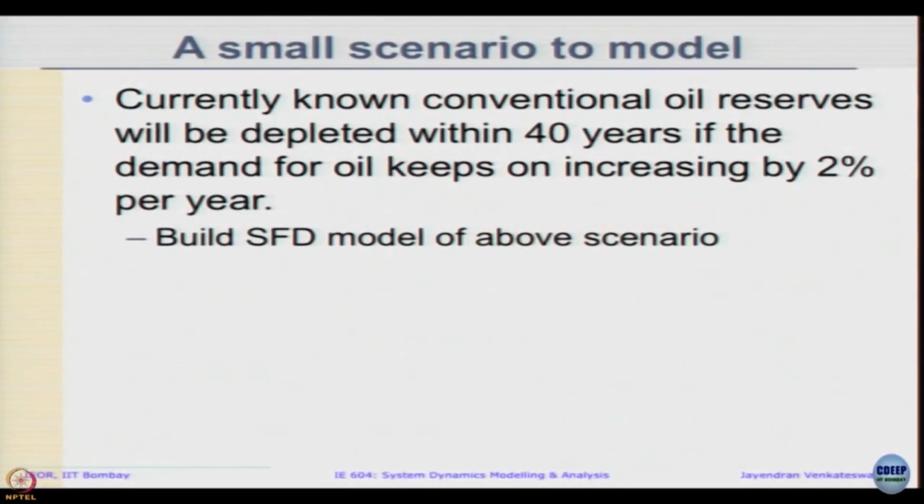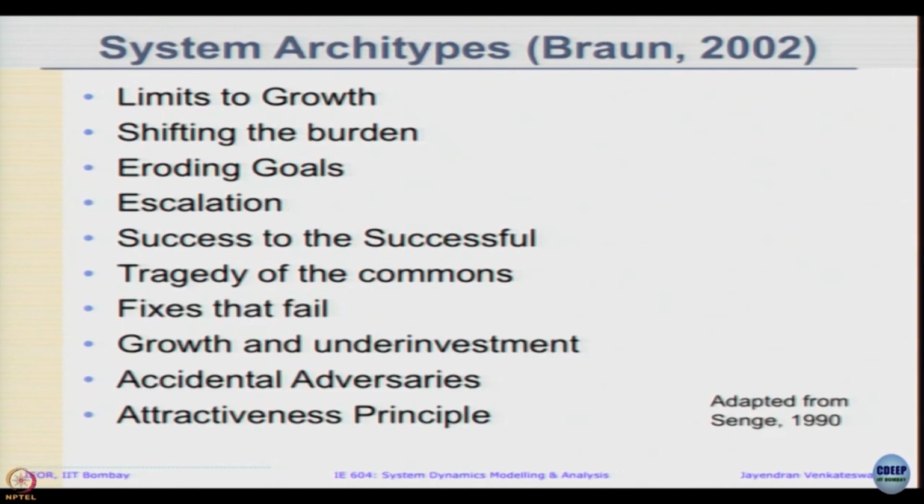Okay. Now, we have looked at various models within our course. Many of these models can end up falling in any of these what are called system archetypes: limits to growth, shifting the burden, eroding goals, escalation, success to the successful, tragedy of the commons, fixes that fail, growth and underinvestment, accidental adversaries, attractiveness principle. It's from Brown 2002. The extended notes for this I uploaded in Moodle. It's also extended from Peter Senge's book called The Fifth Discipline, which talks about nothing but systems thinking, from 1990.